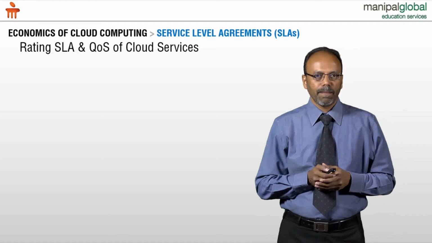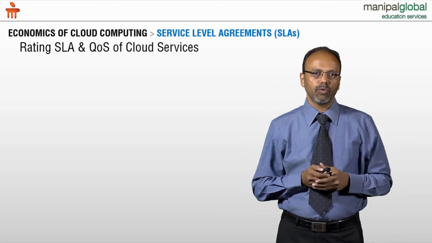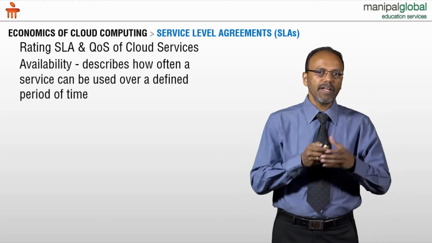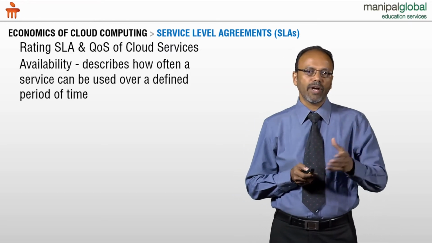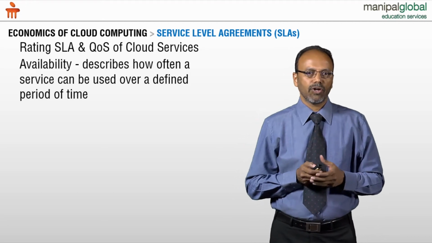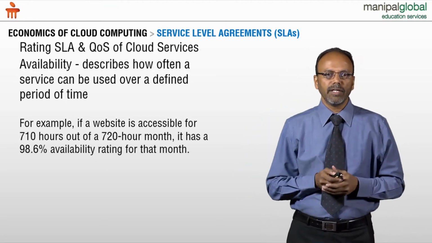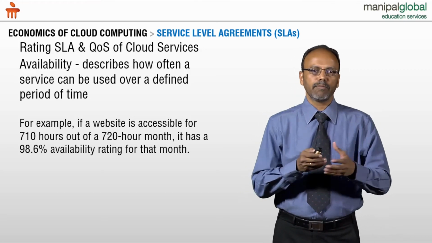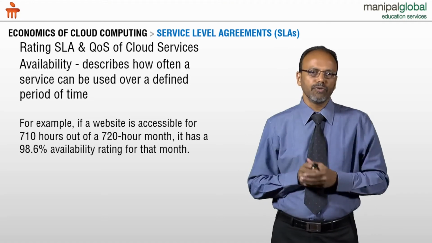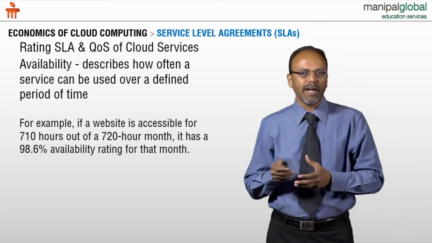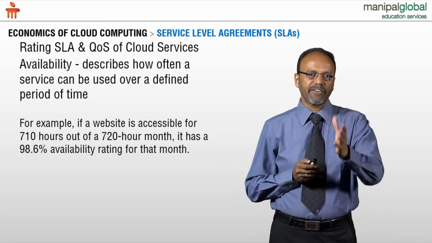Now, when you have an SLA and you have gone ahead and got an engagement with the cloud provider, rating an SLA and quality of service of cloud is a very important imperative. Availability describes how often a service can be used over a defined period of time. While rating the SLA, you must take into account whether this particular availability was maintained or not. For example, if a website is accessible for 710 hours out of 720 hours in a month, it has a 98.6% availability rating for that month. This will be very important whether you are a cloud provider or a cloud consumer. Because if the SLA has promised you 99.9% availability, and your current value is 98.8, this is below the SLA metrics that has been promised to you.